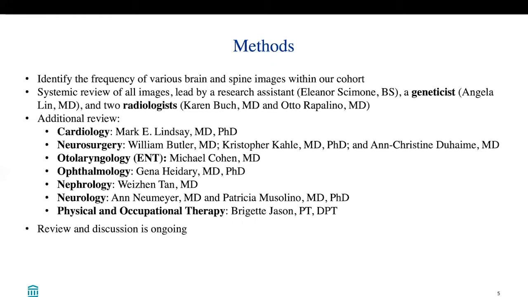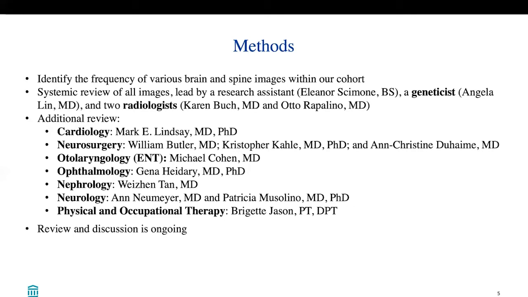We started this project by identifying the types of brain and spine imaging done in our cohort of 40, as well as their frequencies. Once we had these numbers, checked them over multiple times, and had many discussions about them, we then began a systematic review of each image. This systematic review is led by myself, the research assistant, Dr. Lin, a geneticist, and one of the co-directors of the MGH Myhre Syndrome Clinic, as well as two radiologists, Dr. Karen Book and Dr. Otto Rappolino. The other doctors listed below on the screen have also vastly contributed to this project and have played very important roles as we learn more about this complex topic.